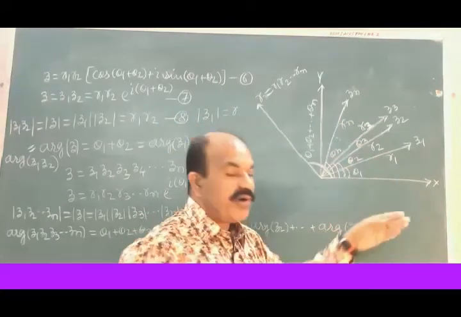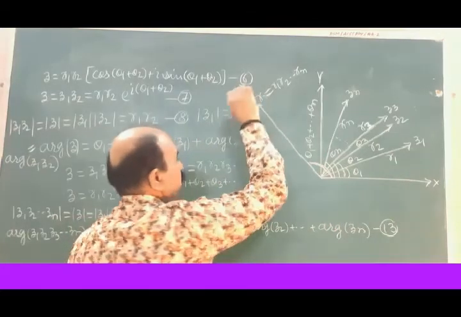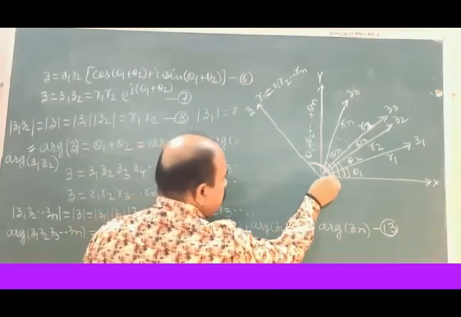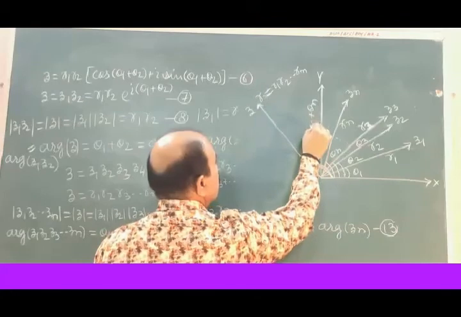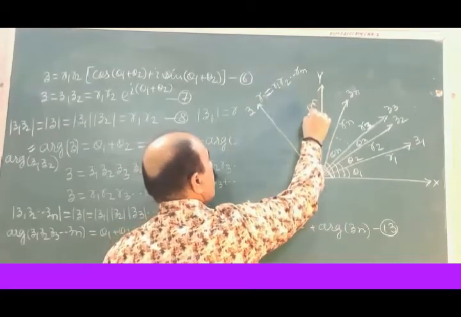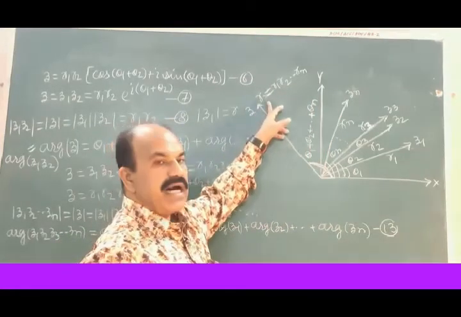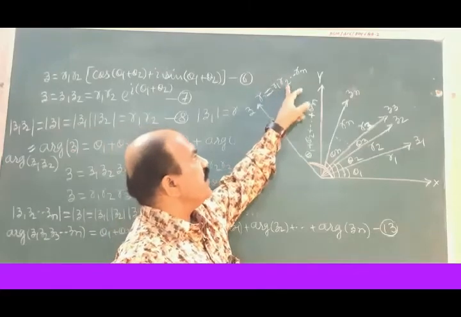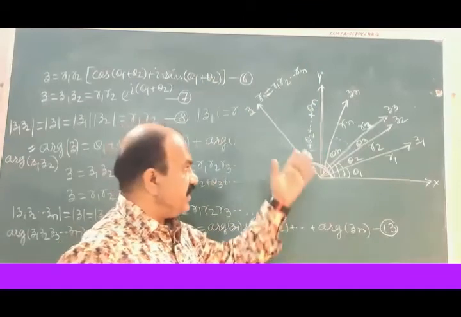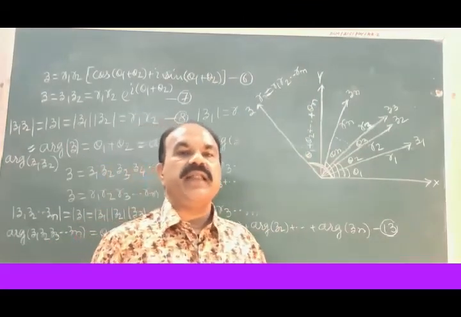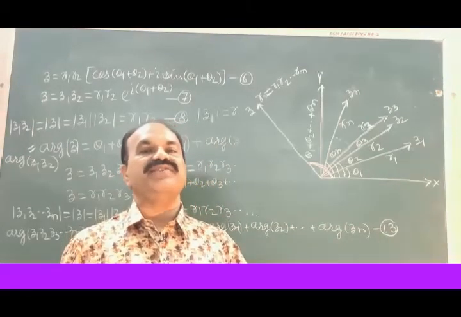When we take the product of all these complex numbers, we will get complex number Z, and its argument is theta 1 plus theta 2 plus theta 3 plus theta 4 and so on plus theta n, and its modulus is R, that is equal to R1 into R2 into R3 into R4 into and so on, up to Rn. This is the graphical representation of product of n complex numbers.